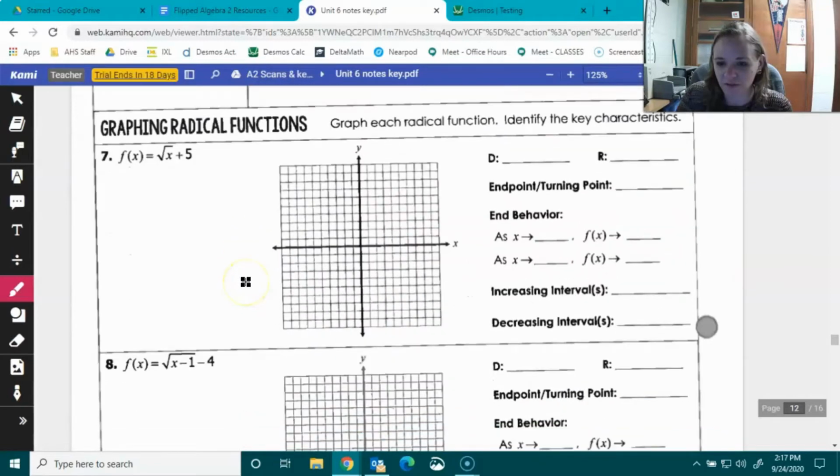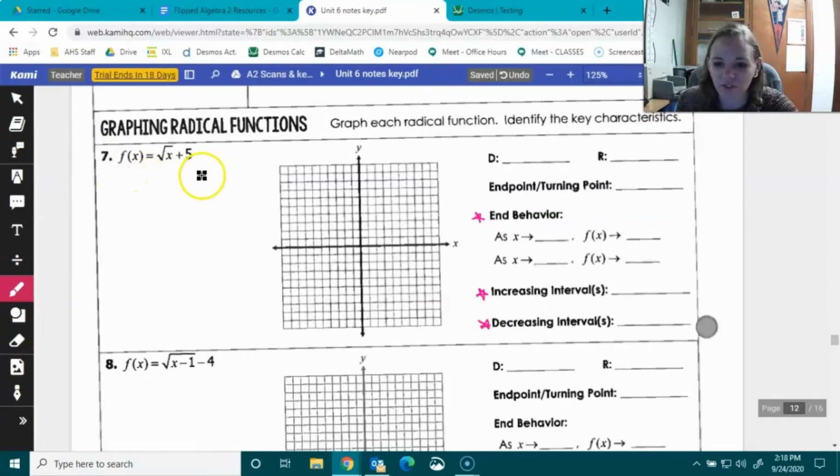I want to go to this part, the graphing of radical functions. Alright, so we're going to practice doing some of these, identifying the characteristics that happen. So graph the radical function and then identify the key characteristics. Which here we're going to do endpoint or turning point, and then the end behavior, that's something new, and then this right here is new. So these are new, so really pay attention to these, okay, which we're about to get to.